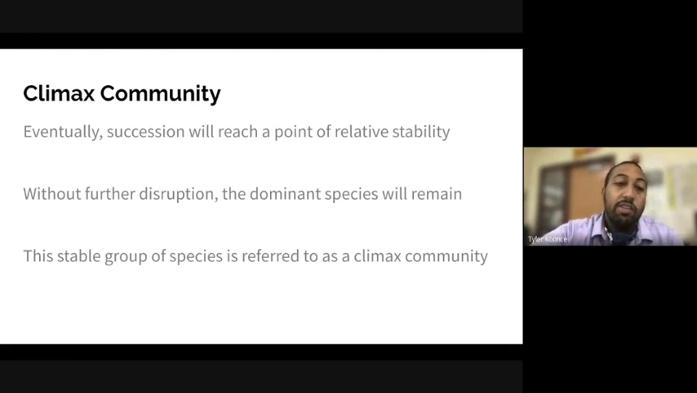And last but not least, we have climax community. So eventually, after the succession has taken root, and it will take a lot of time, it's going to reach a point where it's relatively stable, where things aren't changing too much. And if there's no other disruption, some kind of dominant species will take over and be the dominant species in that community. And the stable group is referred to as our climax community. So we finally reached that end.